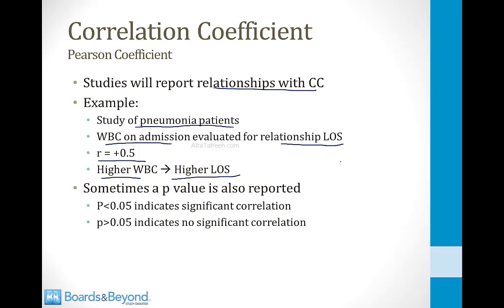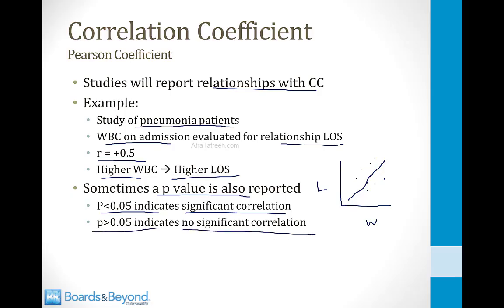And if they showed a chart of that, it would look something like this. It would have the white blood count here on the bottom and the length of stay on the y-axis here, and the relationship would be something like this, a straight line with lots of data points around it, showing you that the R value is positive 0.5. Sometimes the studies will also report a p-value, and if it's less than 0.05, it indicates a significant correlation, and if it's greater than 0.05, it indicates no significant correlation. So this is a statistical test to see if the R value that was found is statistically significant.